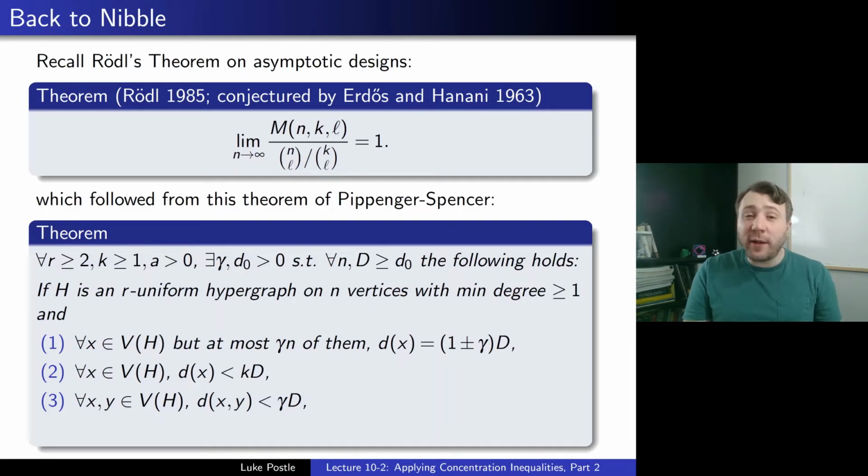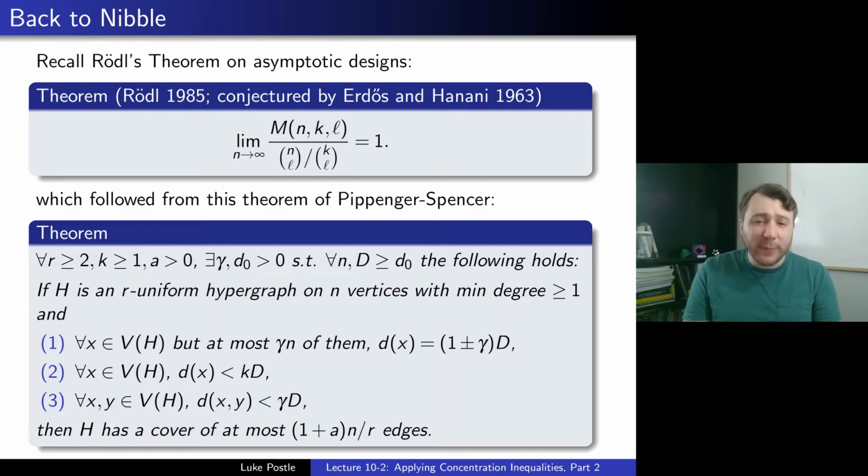That 2, you had a bounded maximum degree, that for every vertex the degree was at most kd, and then you have small codegrees, that for every x and y, the number of edges they're both in, the codegree, degree of x, y, is strictly smaller than gamma d. So roughly regular, not too large max degree, and small codegrees gives you that H has a cover of at most 1 plus a n over r edges. So you would hope to do n over r when you're r uniform. Here we're saying we need a little bit more.